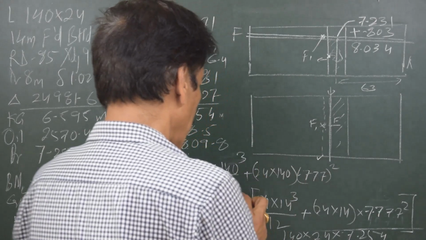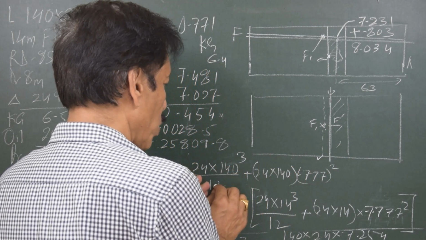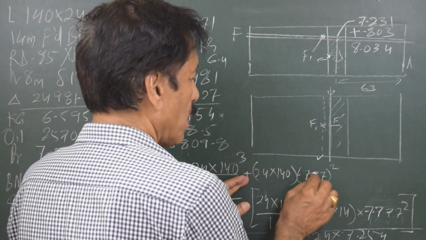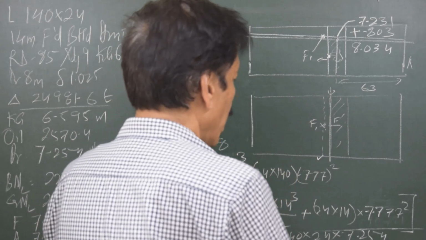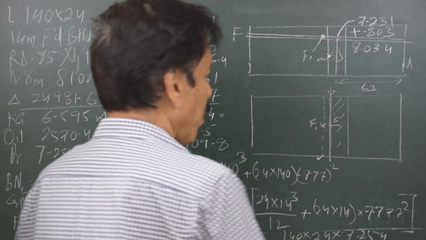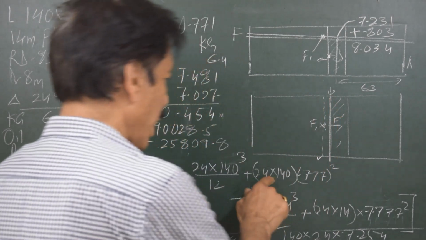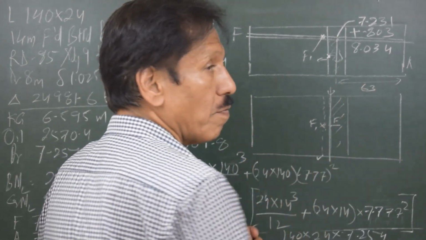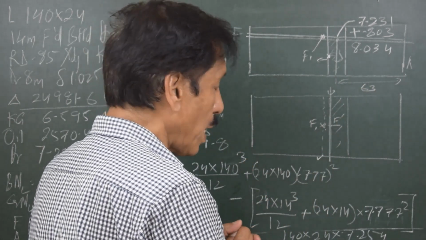What is the moment of inertia? So that is BL cube upon 12 plus 24 into 140 into 0.777 whole square. That is, we have shifted the moment of inertia from here to here by theorem of parallel axis. So we added AD square. But that is the total moment of inertia of water plane area, assuming that there is no damage.